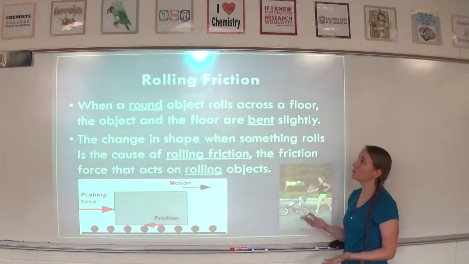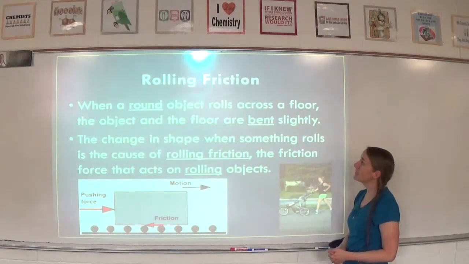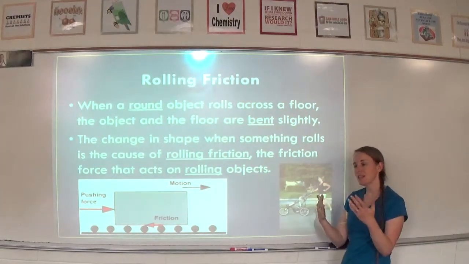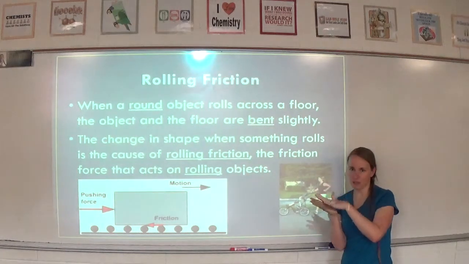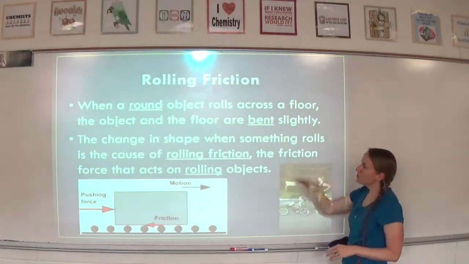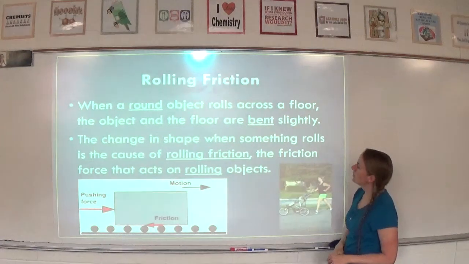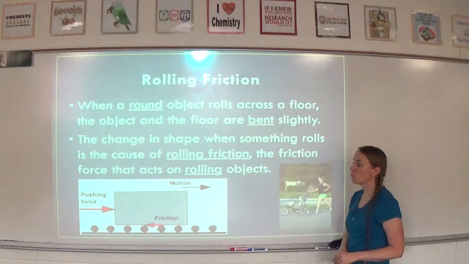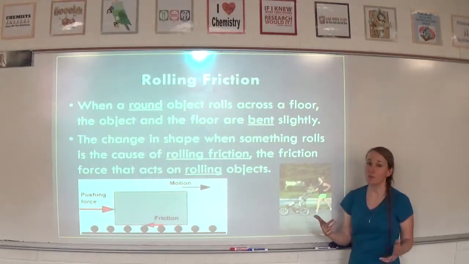Rolling friction. When a round object rolls across a floor, the object and the floor are bent slightly. So that's the thing, when 2 things are rolling past one another, there's a slight bending at the atomic level. The change in shape when something rolls is the cause of rolling friction, which is the friction force acting on rolling objects.